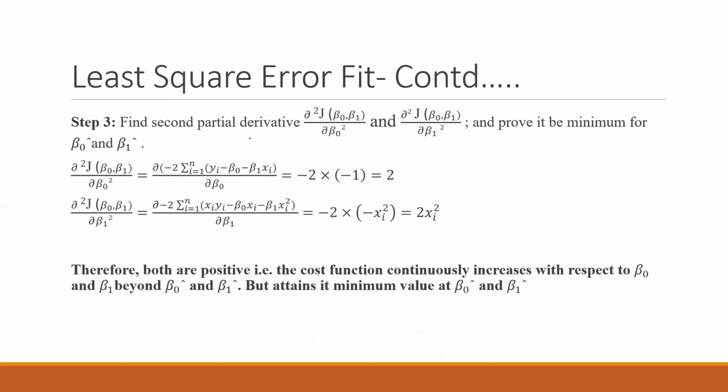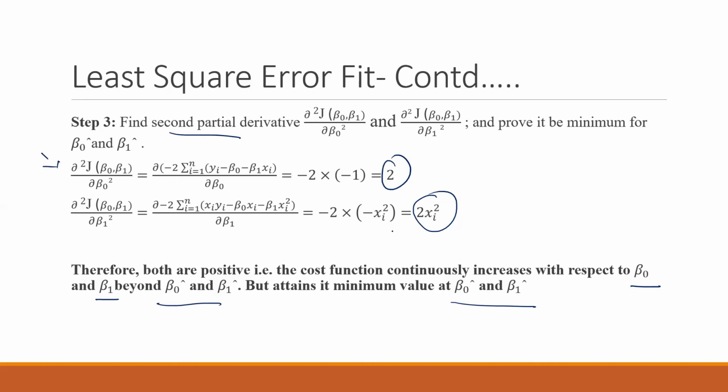The second thing is that you have to find the second partial derivative, so you do the derivative again. Once you do it for the second derivative, the first value is 2, and the second value for beta 1 is 2 times the summation of xi square. Therefore both are positive. You cannot see a negative sign here, so the cost function continuously increases with respect to beta naught and beta 1 beyond this point, but it attains the minimum value. Because the values are not negative, it has been continuously increasing.